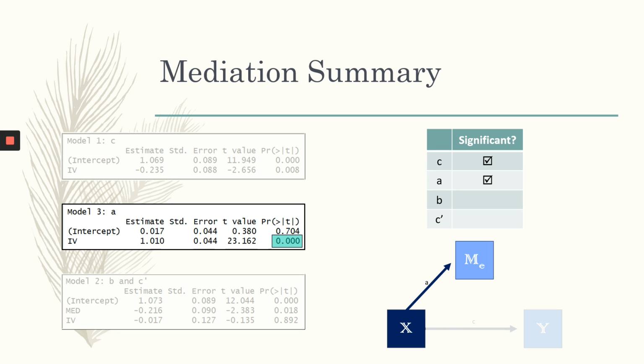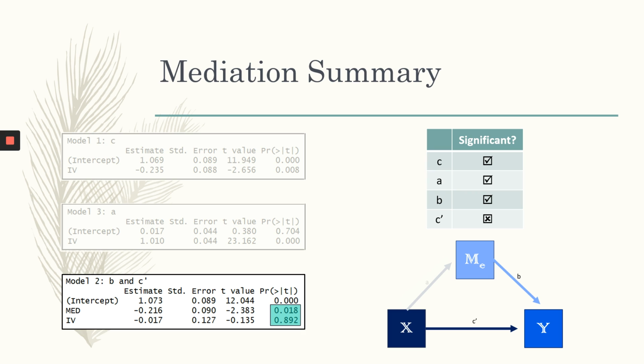Next, we continue to A, or the relationship between amount of soil and amount of water. Our estimate is significant, so again, we will move on to our third and final regression. Finally, we look at B and C prime, or the relationships with soil and water with plant growth. According to the highlighted portion, only the mediator, or B, is significant, suggesting that the relationship between soil and plant growth is entirely mediated by water amount, which is what we would expect to see based on previous research.